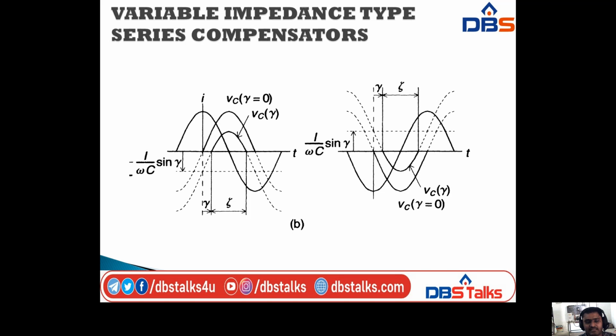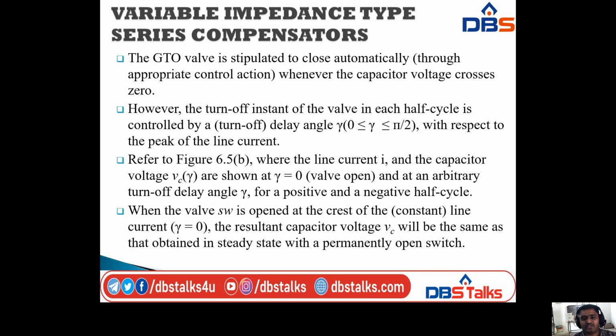One is for the VC, that is the voltage across the capacitor at gamma equal to 0, and one more curve is there, that is for the VC of gamma. In that one we have minus 1 by omega C sin gamma, and we have the angles, that is gamma and zeta. On the right side we have the negative half cycle. At that time we have 1 by omega C sin gamma. In this one we have VC of gamma, and VC of gamma is equal to 0. Like that we are taking.